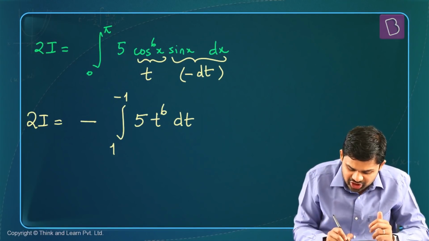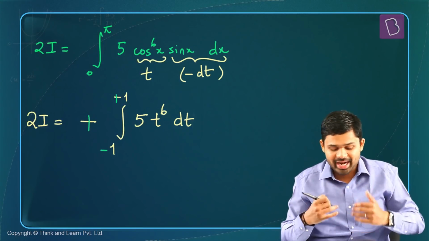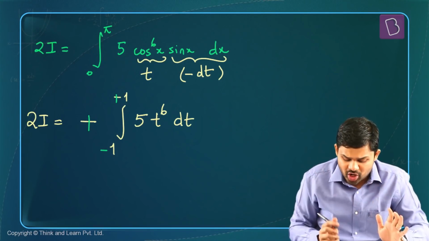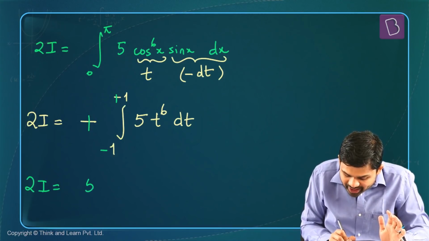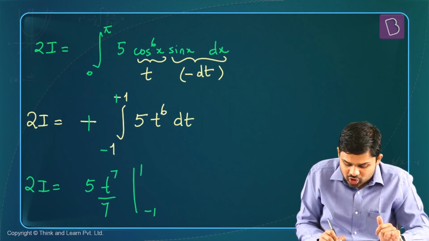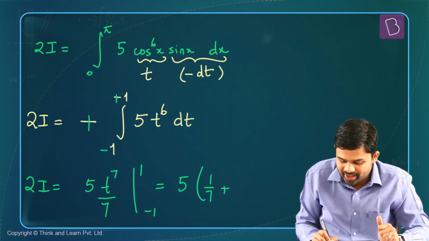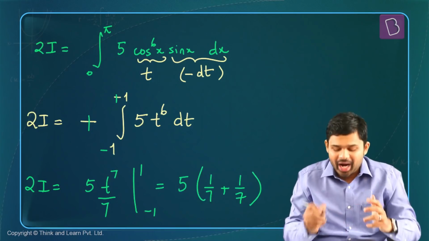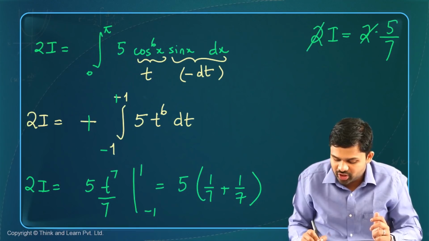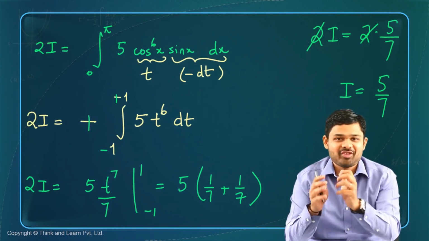Well, the first thing I do is I change the limits. So the limits are going to change from 1 to minus 1 to minus 1 comma 1, and the negative sign outside will cancel out. So I have 2I to be equal to 5 times t to the power 7 divided by 7 between minus 1 and 1. So that's going to be equal to 5 times 1 by 7 minus of minus 1 by 7, so plus 1 by 7. So 2I will be equal to 2 times 5 by 7. So that's going to give you the value of I to be equal to 5 by 7. So the correct answer to this question is 5 by 7.